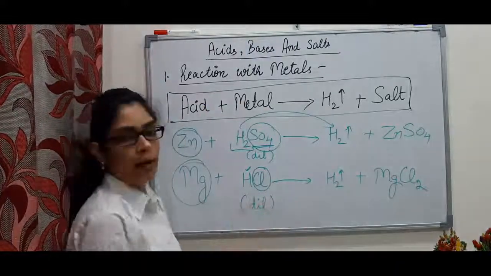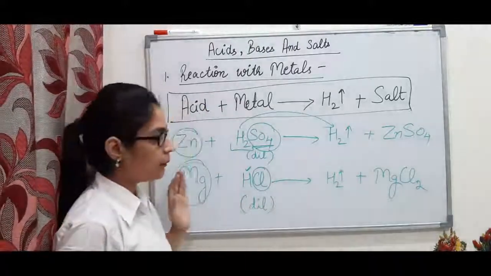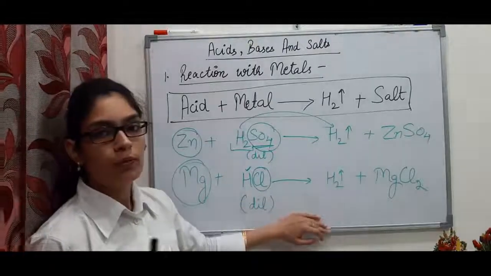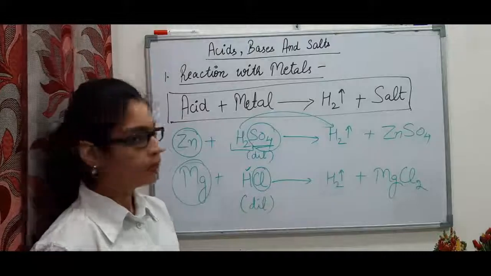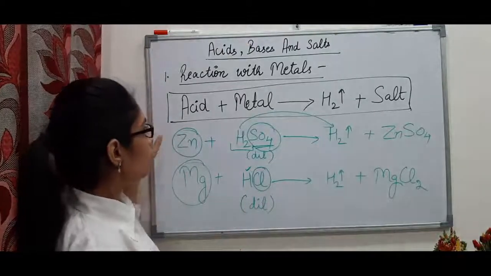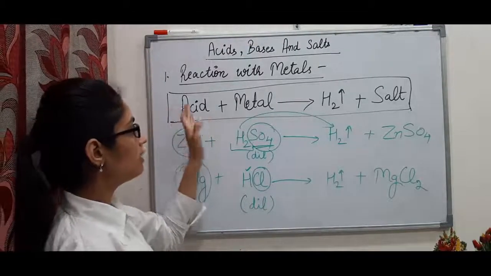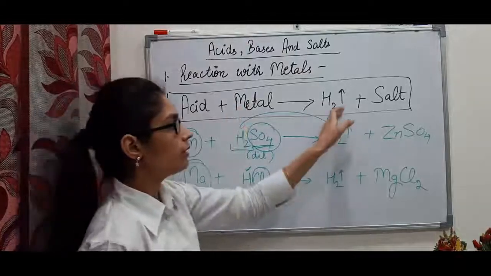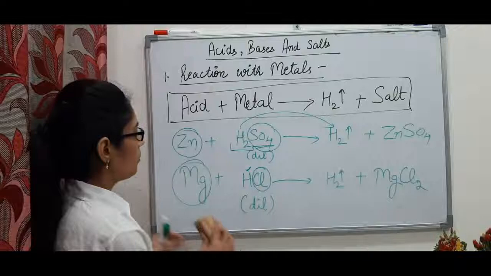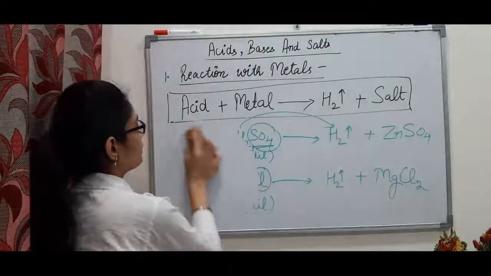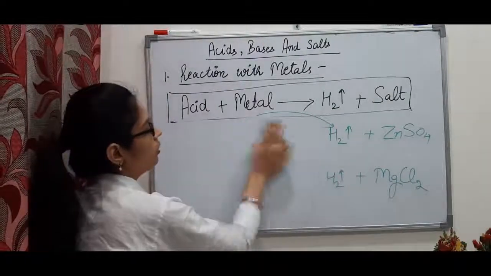See, as of now I am not balancing the equations. I am just trying to make you understand the concept. You can balance the equations yourself. So now you have to understand, when acids and metals are reacting, they are giving us these products. So with this reaction, we do have one exception. So let's find out what that is.